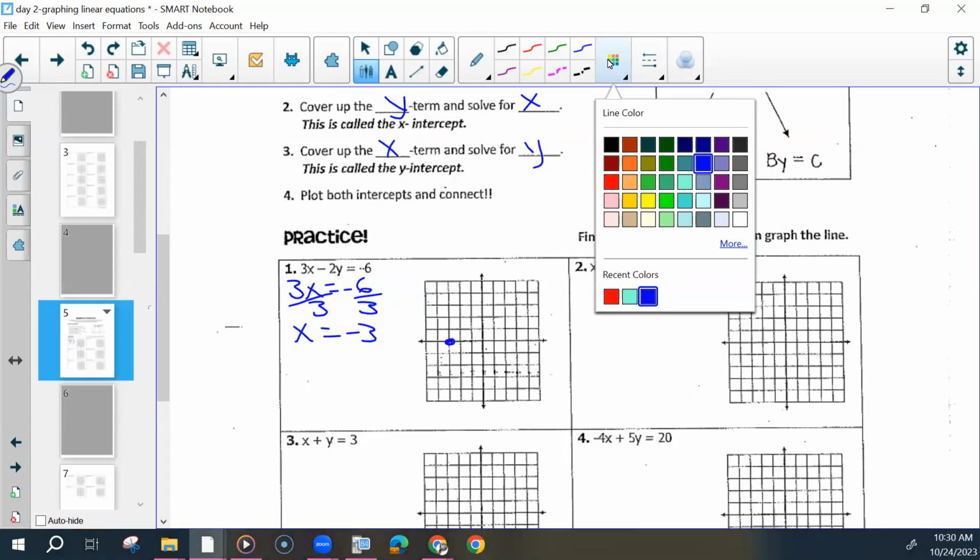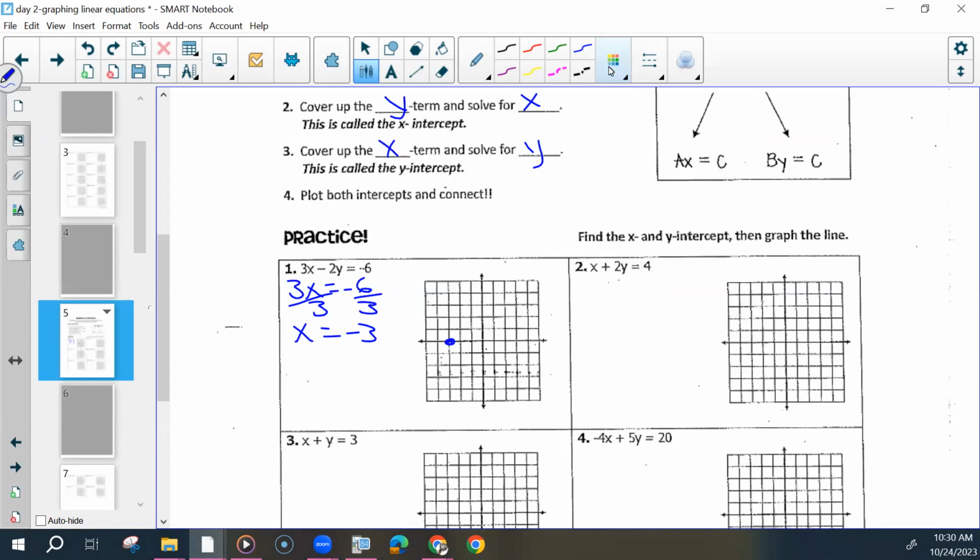We do not need to write these as ordered pairs because we're not solving for intercepts. We're just graphing by intercepts. We will do the same thing for the y. Cover up the x term, put what's left. Solve both sides.